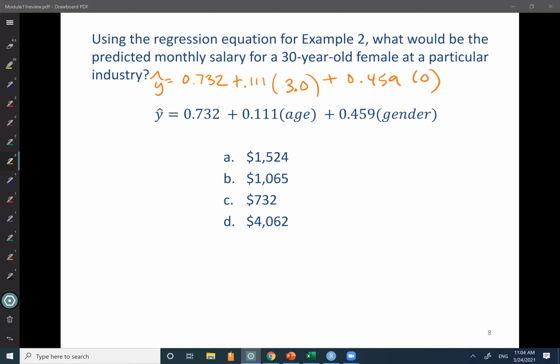I'm going to end the poll because I'm not sure why so many of you chose D. I got B, right? This is all going to 0. That's gone. So it's just 0.732 plus 0.111 times 3 equals 1.065, which is $1,065.